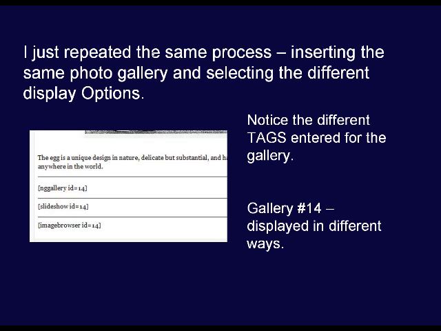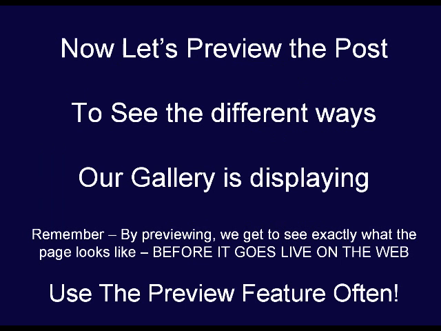So then I just repeated that same process. I went back to the blog post and I said insert another gallery, and I inserted the same gallery, number 14, and I put display as a slideshow. And then I put a line break, and then right under that I put insert gallery as an image browser, just so we could see how each of them look, just to show you the difference. So I got the same gallery appearing 3 times in that post right now, just in different ways.